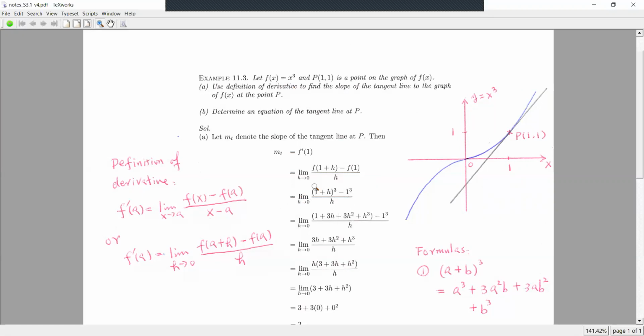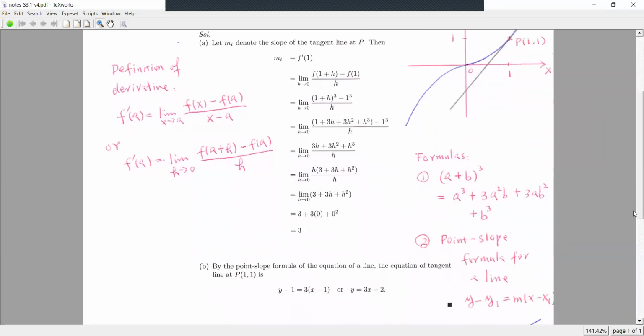To find this limit, direct substitution: plug in 0 for h, but then we will have 0 over 0. We cannot tell the limit. To tell the limit, we need to simplify this fraction. How to simplify the fraction? I expand this power (1 plus h) to the third by this formula. Then I have this equation.